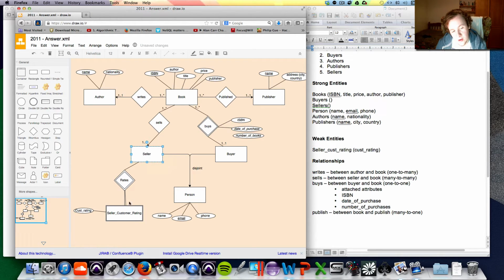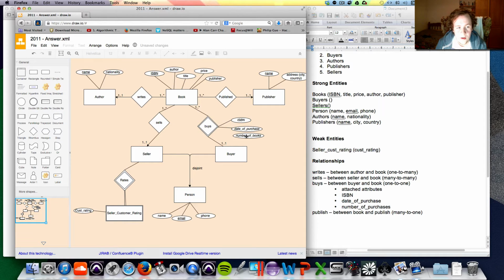The only thing as well about weak entities is that they don't have a primary key. They take a primary key from one attribute in the seller table, and they take one from the seller customer rating. So it would probably be the email of seller, and also then the customer rating. That would make up the primary key of the seller customer rating table. So you've got author here, primary key name, ISBN, primary key of the book.